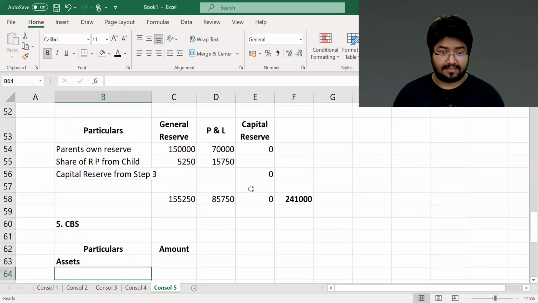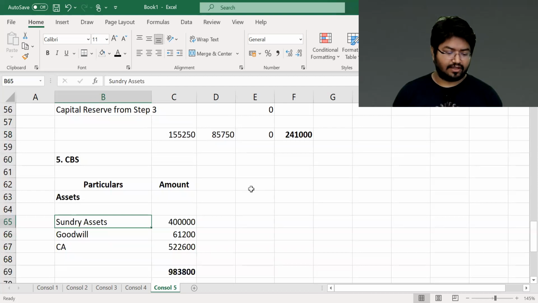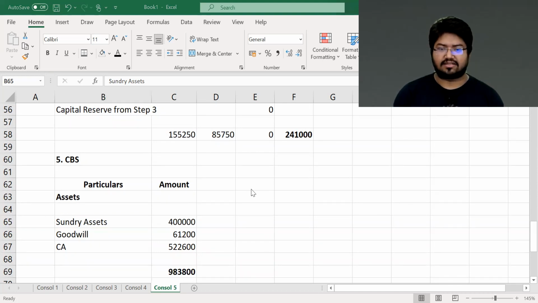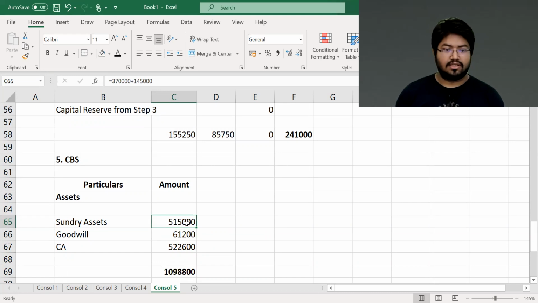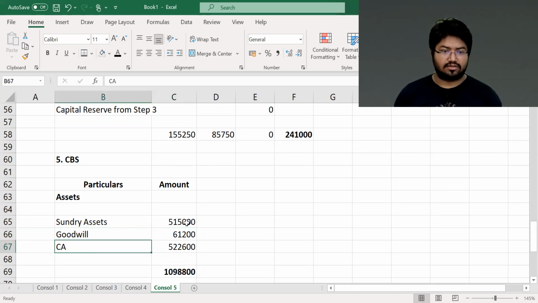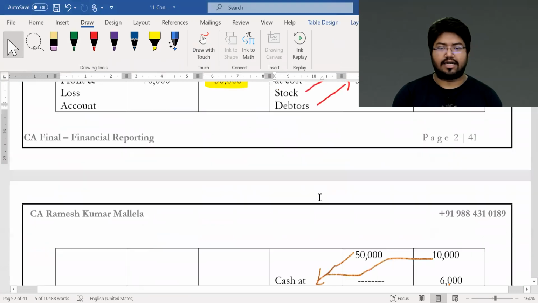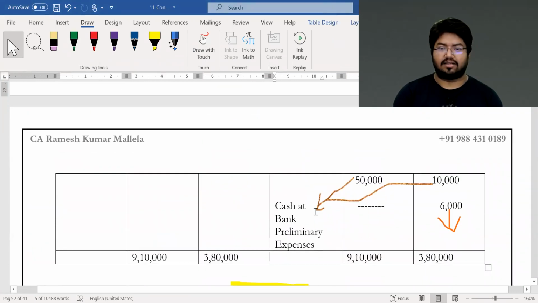Done, sir. Yes. Assets, please take. We have fixed assets given there. It's not sundry assets given. Oh, okay. Sundry assets only, fixed assets. So it is 3,70,000 plus 1,45,000, 5,15,000. And then you have a goodwill of 6,12,000. Then you have multiple other assets. Current assets are there. You have stock, debtors, cash at bank also.